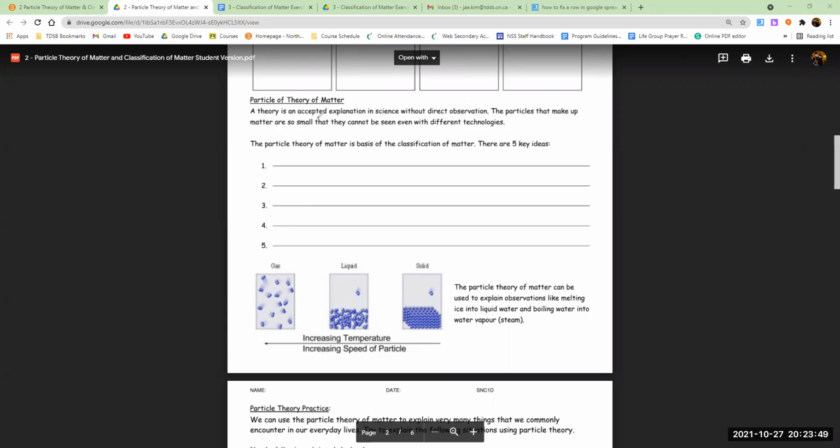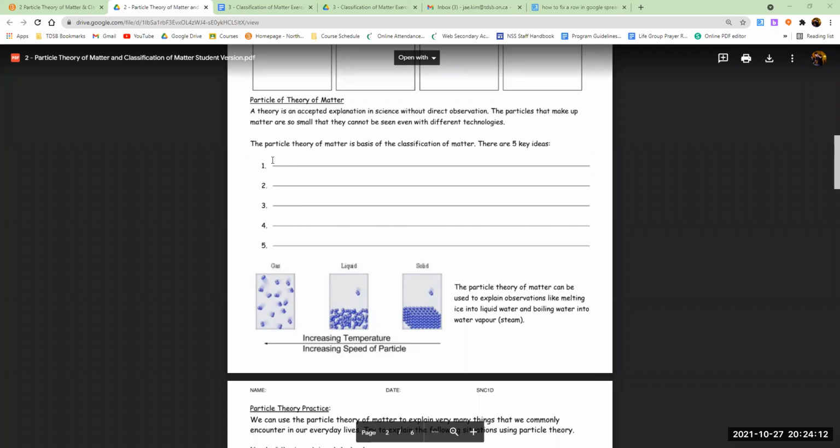A theory is an accepted explanation in science without direct observation. So you can't quite prove it per se, but we see the behavior happen again and again and again. And so we call it a theory, and it's just sort of accepted. The particles that make up matter are so small that they cannot be seen even with different technologies. Here are 5 different key points.